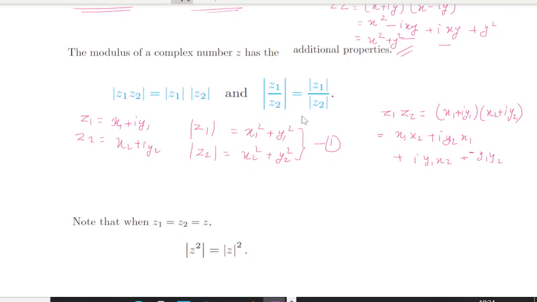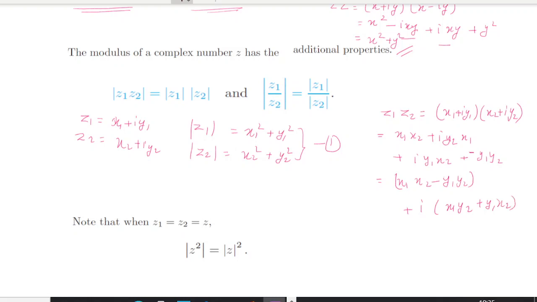Now this equals, we can take the real part together and the imaginary part together. So we'll have x1 x2, not plus, minus y1 y2, plus i into x1 y2 plus y1 x2.